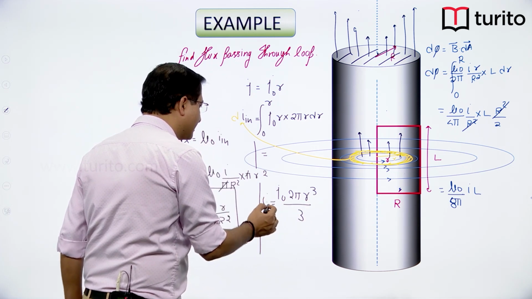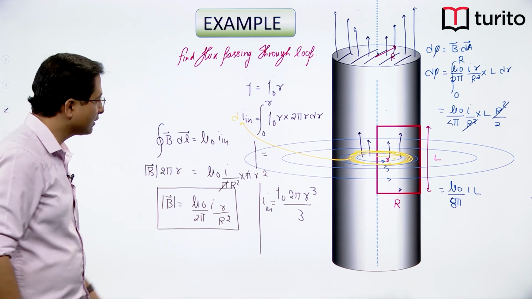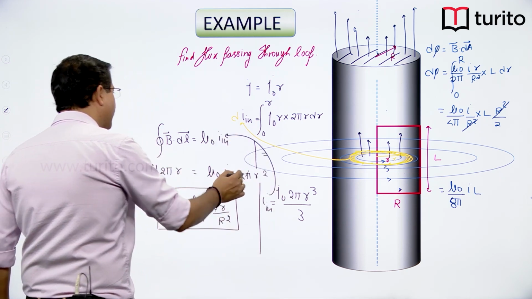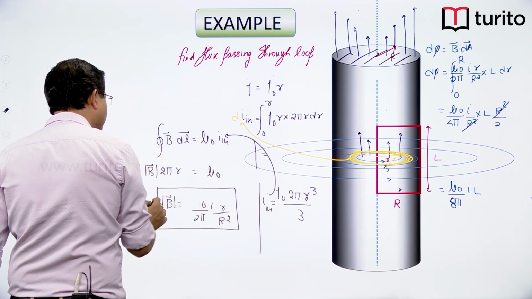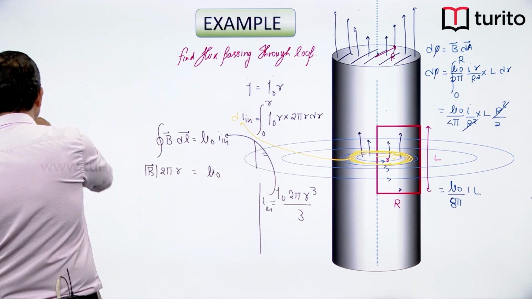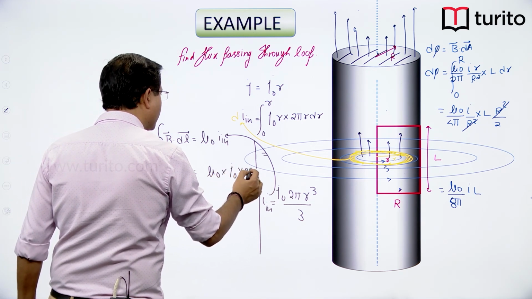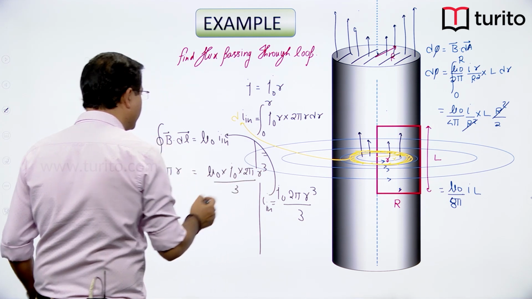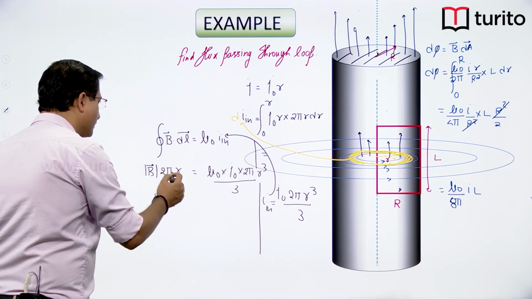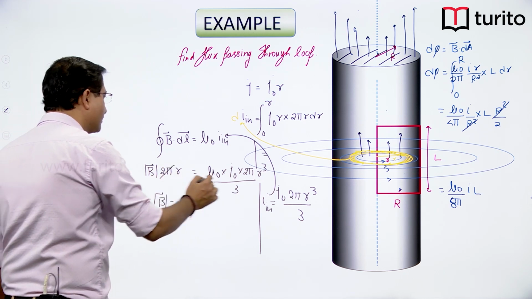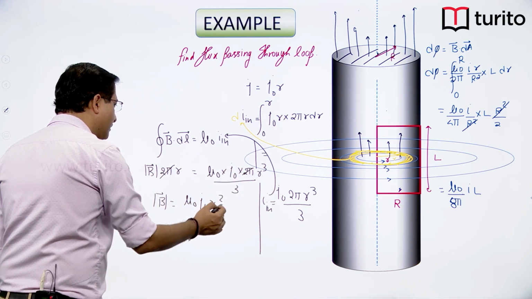This is I in, and that I in I will use in Biot-Savart's law to get the magnetic field. So, let us substitute this I in here. When I write this I in here, this is J naught into 2 pi r cube divided by 3, that means B will be equal to, 2 pi getting cancelled out, and we are getting mu naught J naught r square by 3, right.